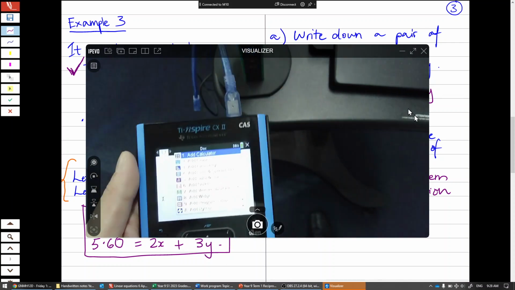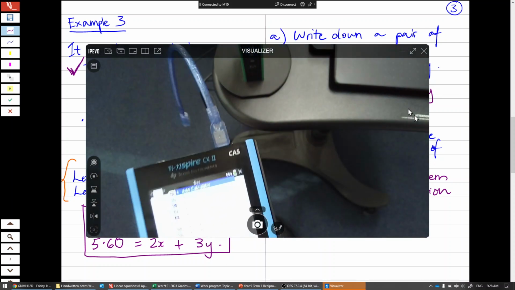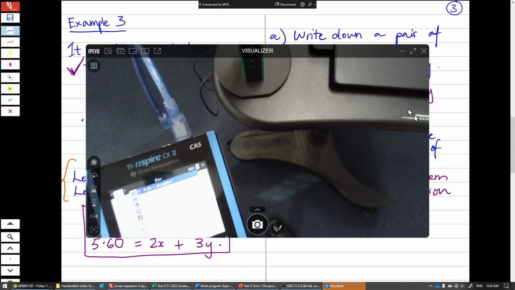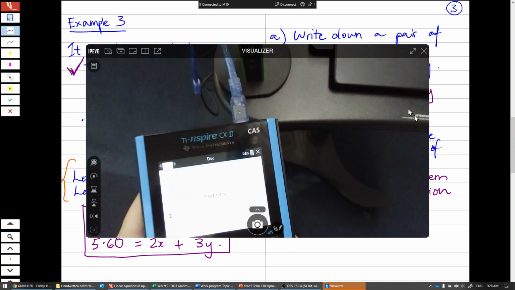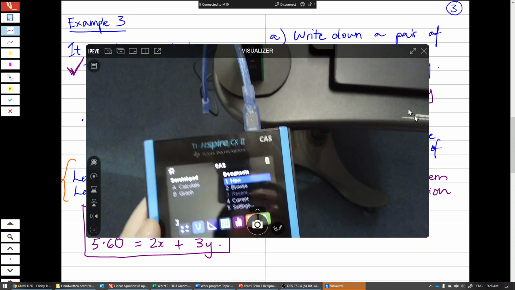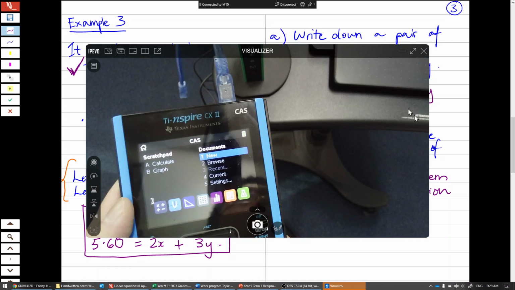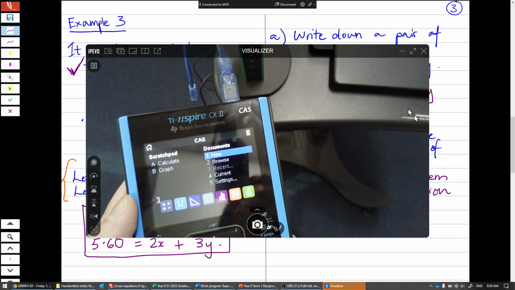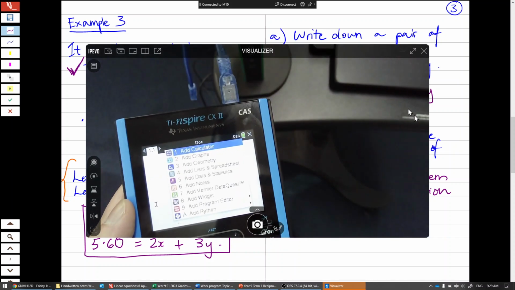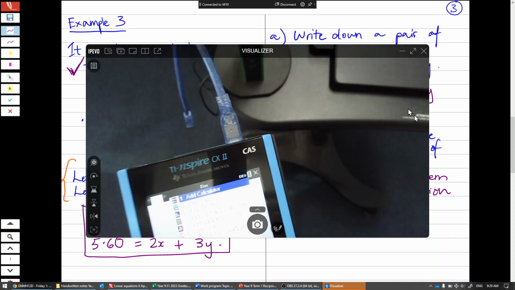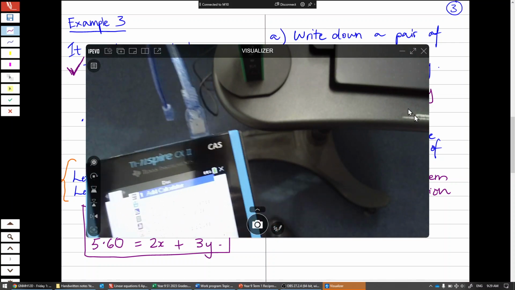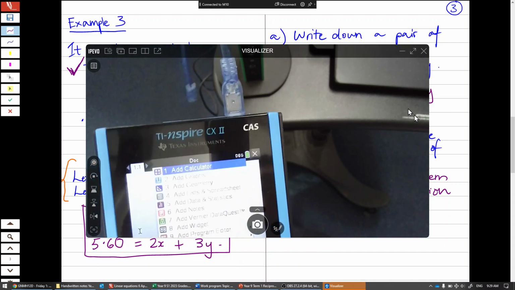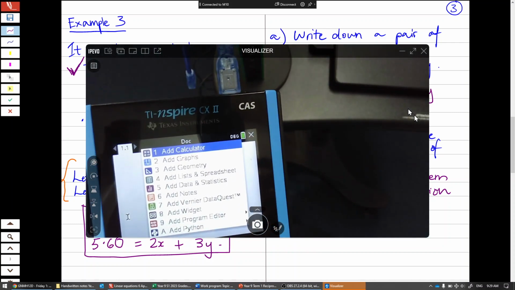Okay, so I already showed you how to do this on Tuesday. Well, that's why I'm going over it again. All right. So if you turn your calculator on, most of you will be at the main menu. So you'll want to create a new document. Now, if you're prompted to save your old document, you can just say no. And then what you want to do is add a calculator.